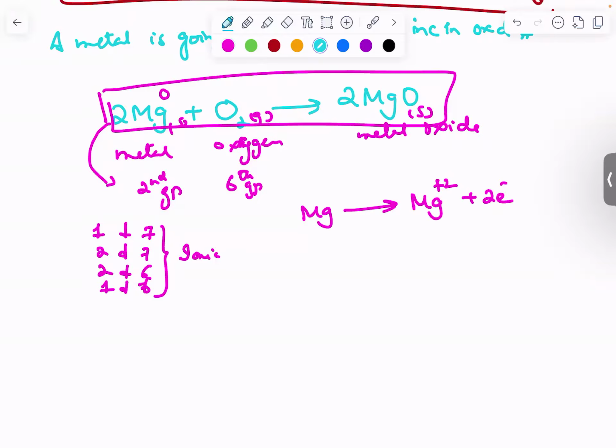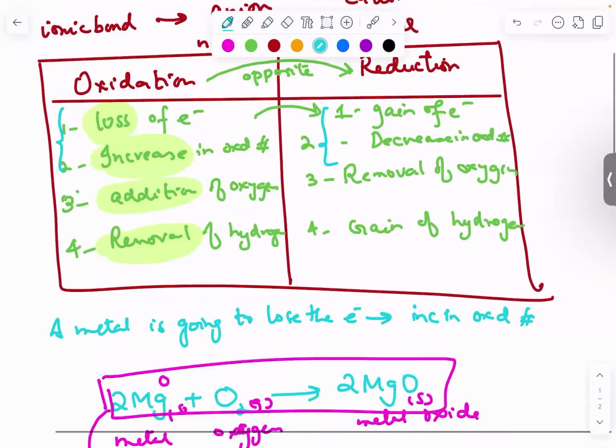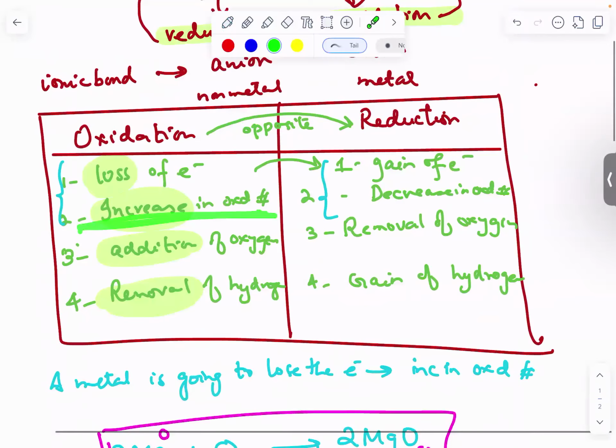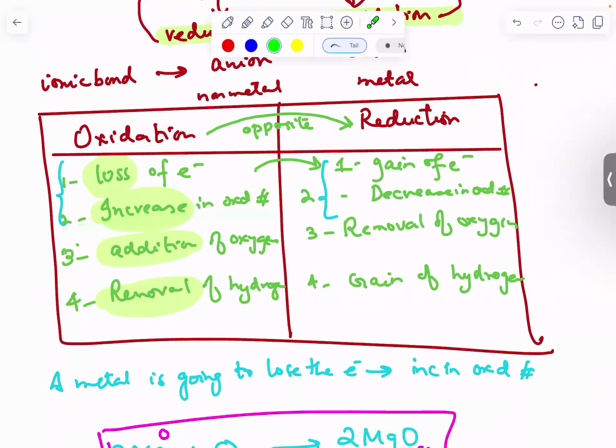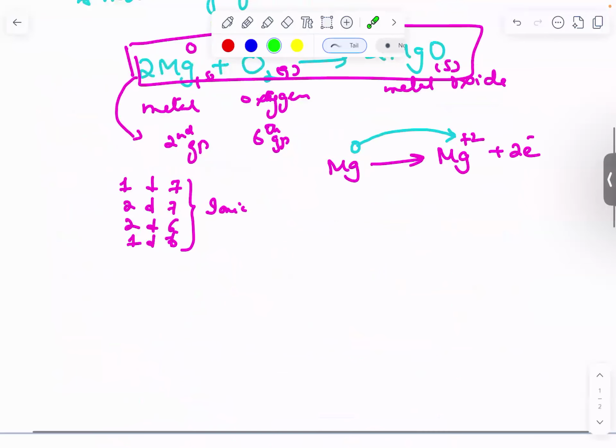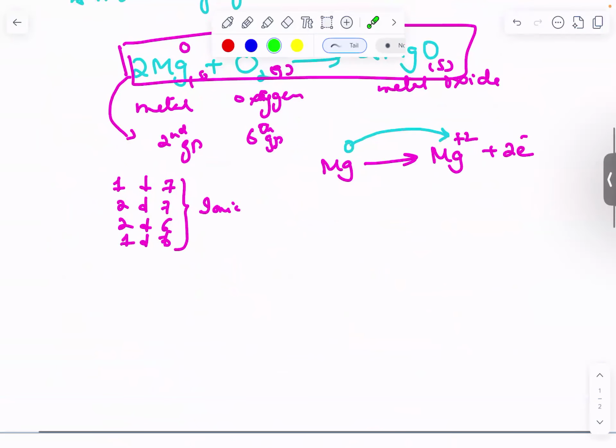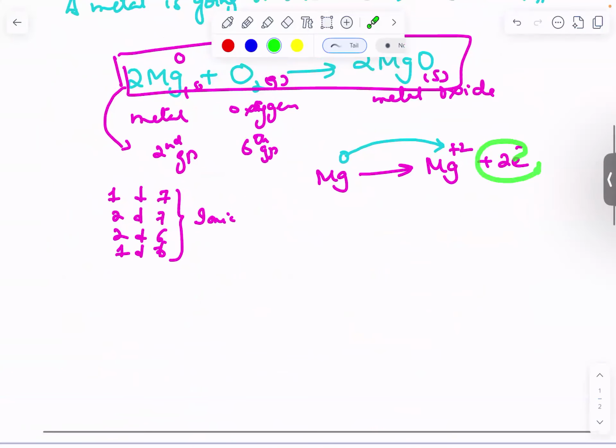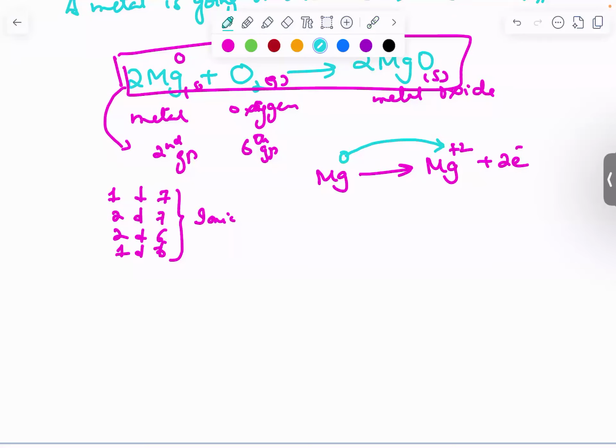Now have a look here. What is the original oxidation number on magnesium? 0. So from 0, it has been changed to plus 2. So what is it? It is actually the increase in oxidation number. So whenever an electron is lost, there will always be an increase in oxidation number. Is it clear, Minha? Yeah. So as the electrons have been lost, the oxidation number has changed from 0 to +2. So we can say that it is the increase in oxidation number.